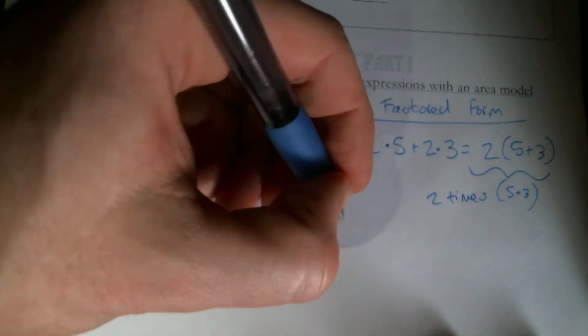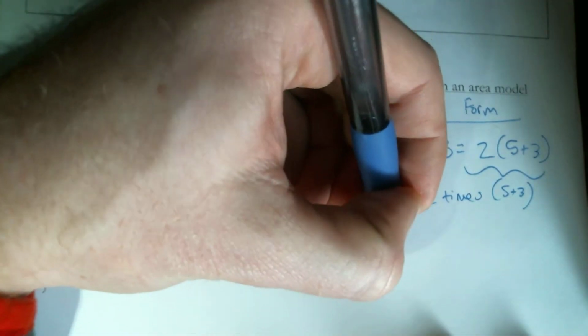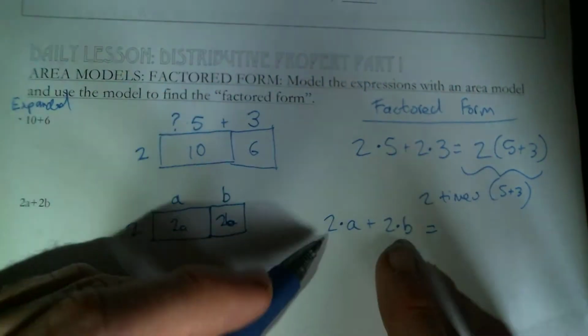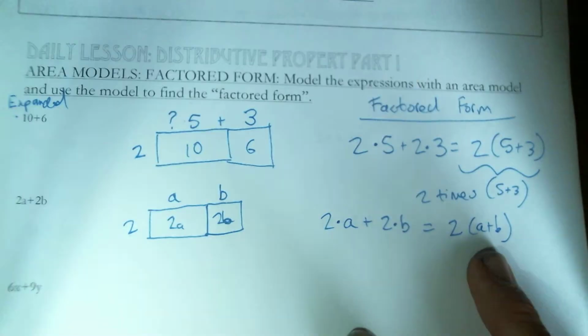So what I have here is 2 times a plus 2 times b, which in its factored form, I can just factor that 2 out. I'm going to multiply a plus b by 2, just like I did up here.